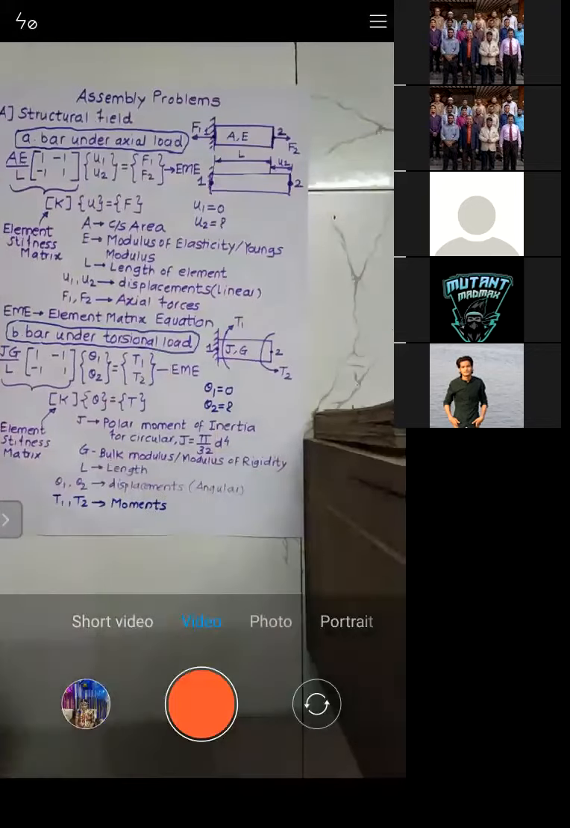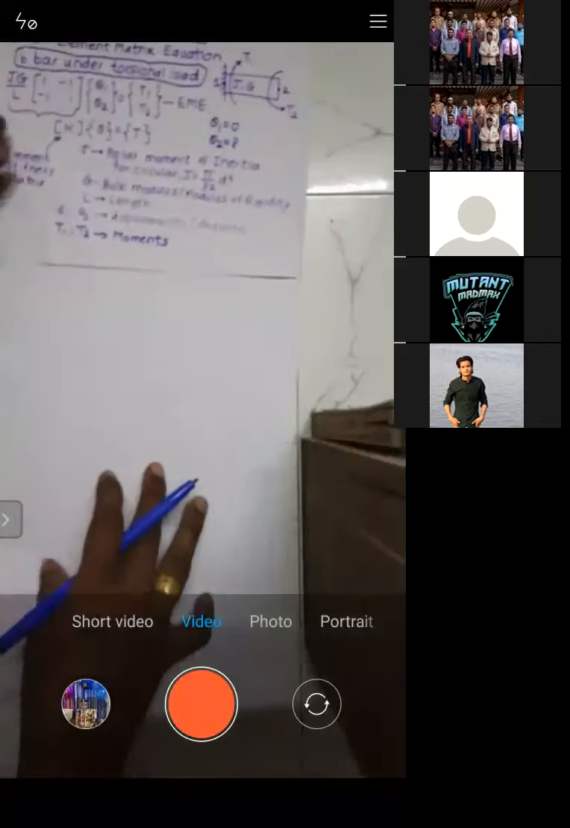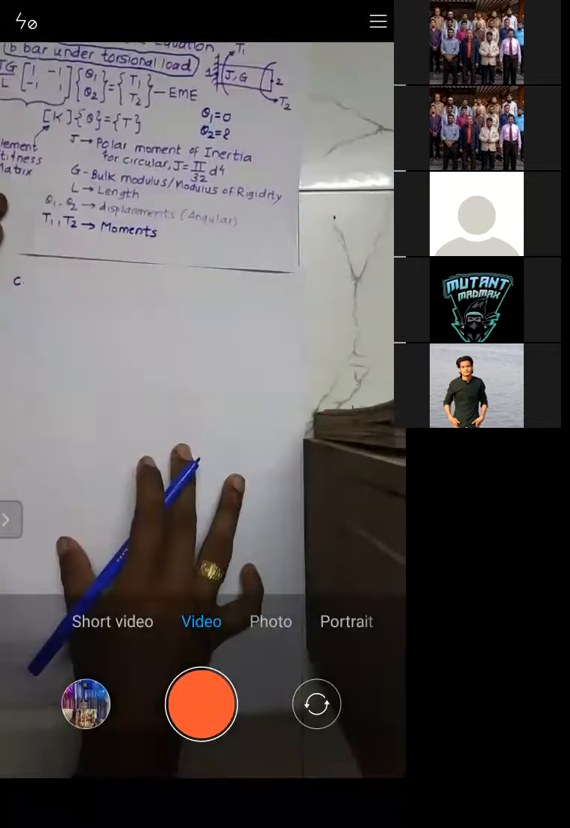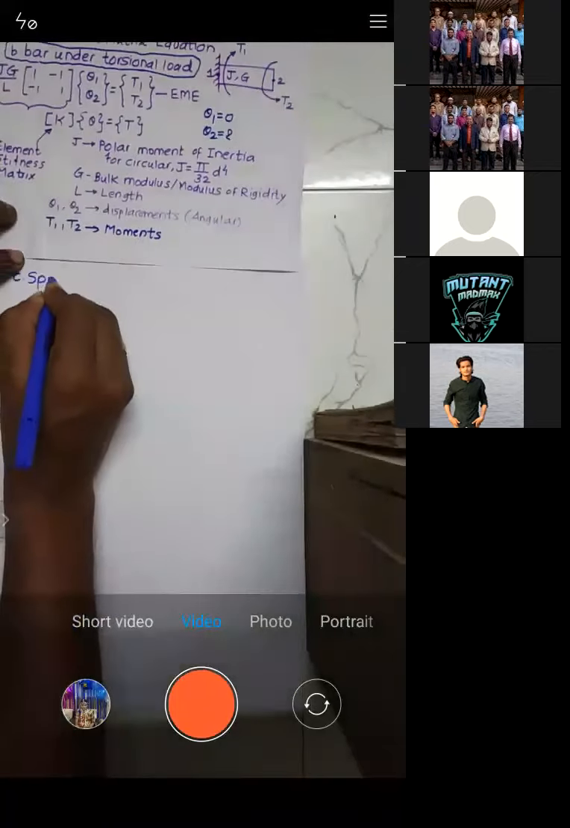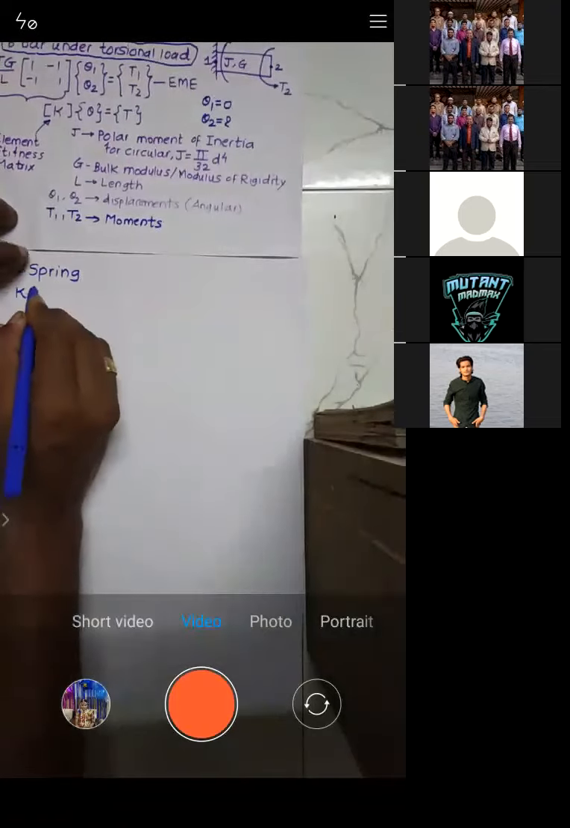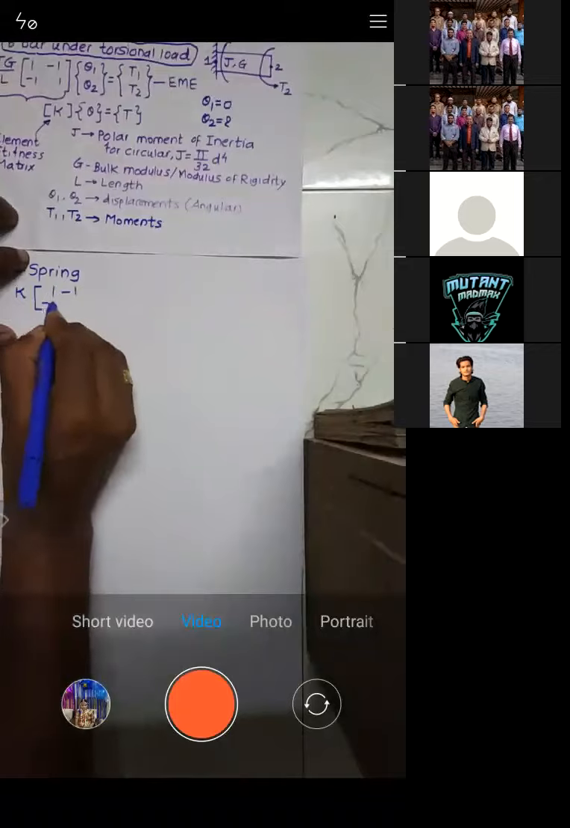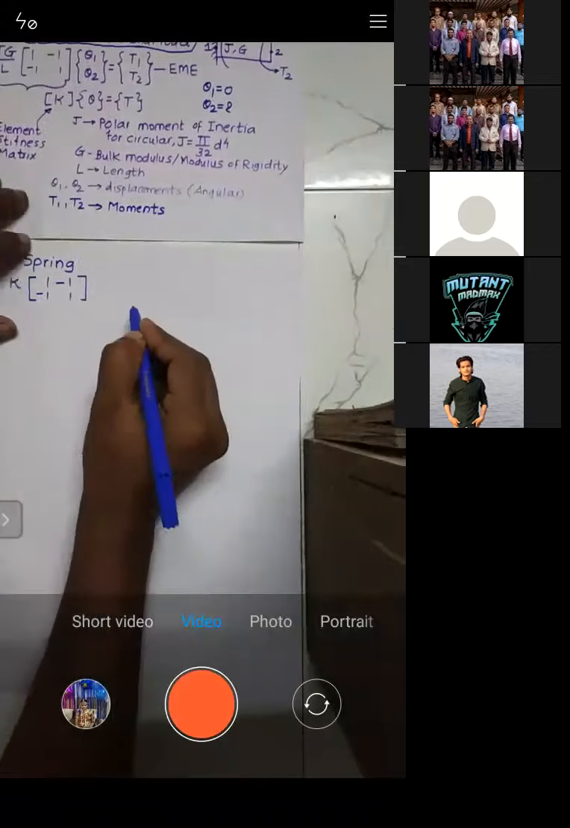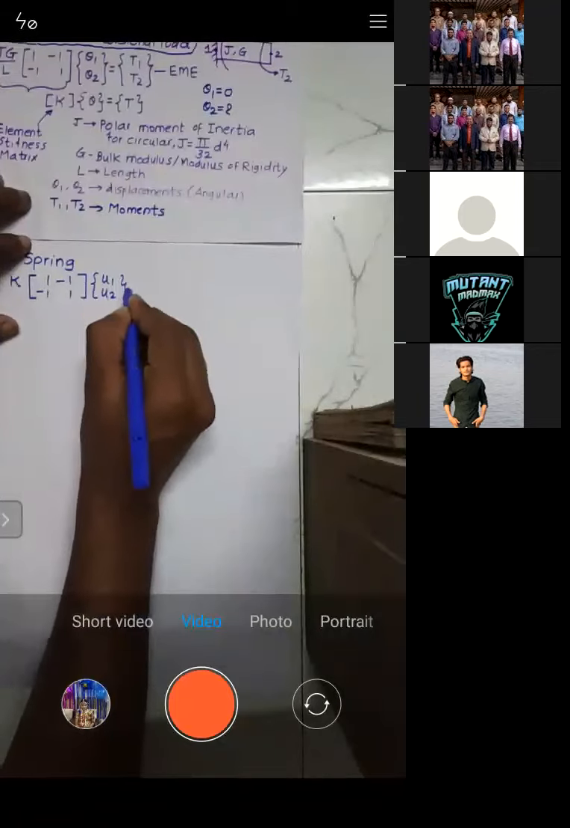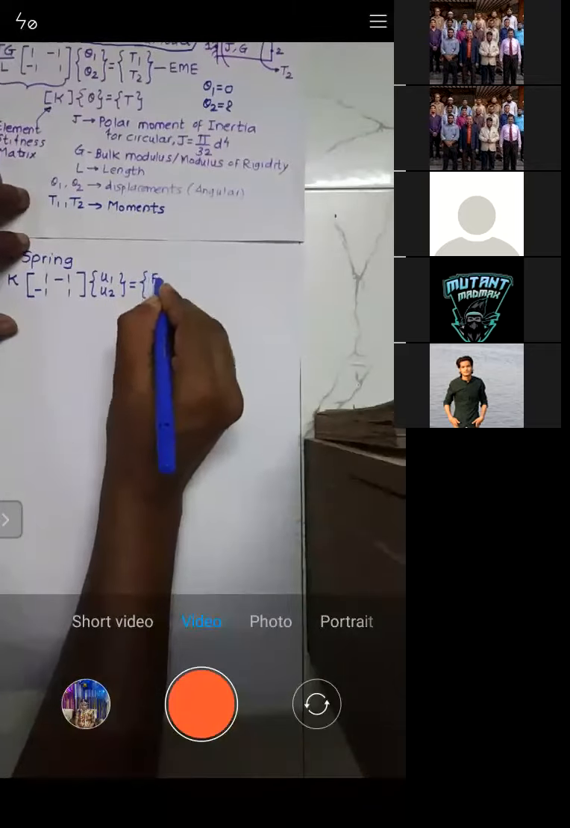Now let's move to the next case. When you have a spring system, let's move to the third case, case C. When we have a spring, for spring it is very simple. You just need to write down stiffness into the matrix 1, minus 1, minus 1, 1, multiplied by the displacements u1, u2, is given by the forces F1, F2.